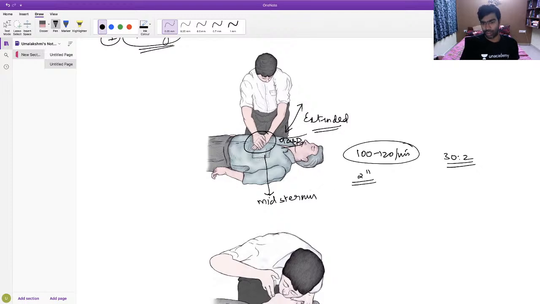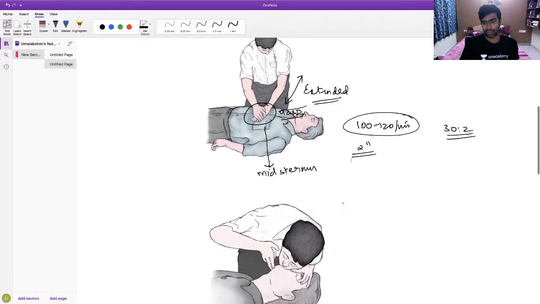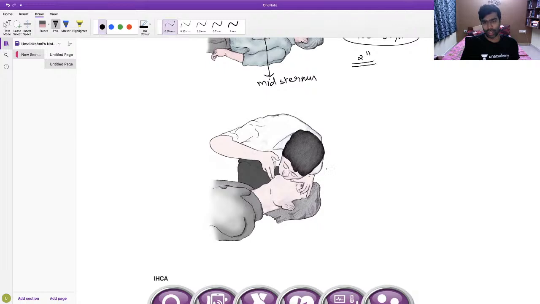A good compression should not cause any major injury, but there have been reports of some fractures, though it's been extremely uncommon. And second, this is how you need to give a rescue breath. If you have a bag mask ventilation, then it's not an issue at all. If you do not have a bag mask, then you need to give mouth-to-mouth resuscitation. One thing that many people miss is that the nose should be pinched, which means you should not allow the air to escape through the nose. So you should always close the nose.